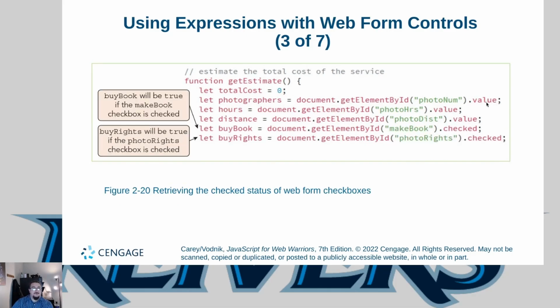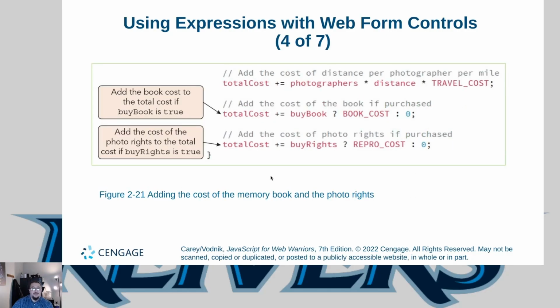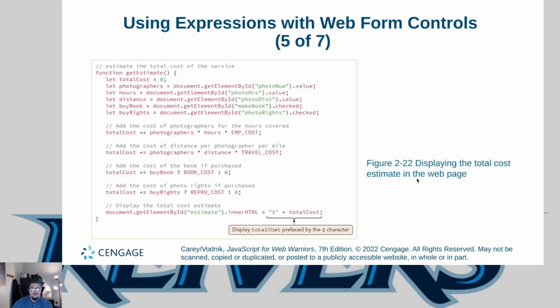Photographers, we add in the total value, we add in the hours, we add in the distance, and we add in our book, whether or not they're paying for the rights in the book. And then we add in again one more time whether or not they wanted to buy the book or pay for the rights. And if that is the case, we add in that total to our total that we had before. And here is how that script looks in full.